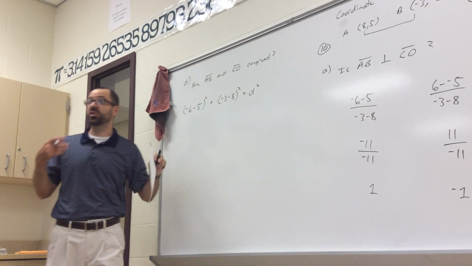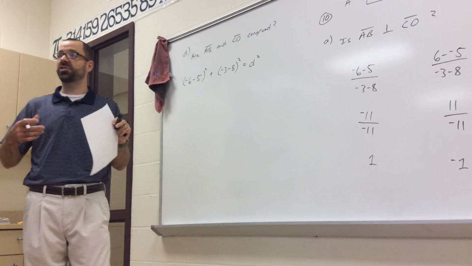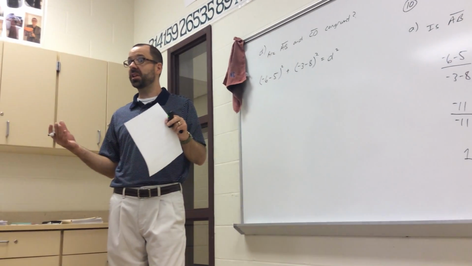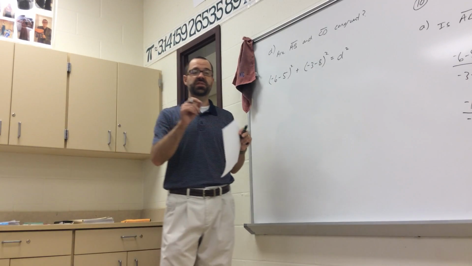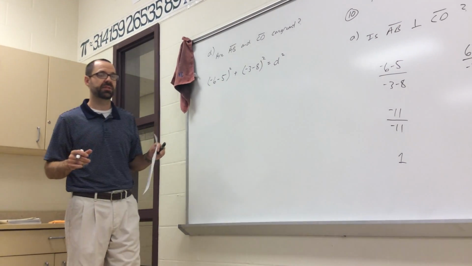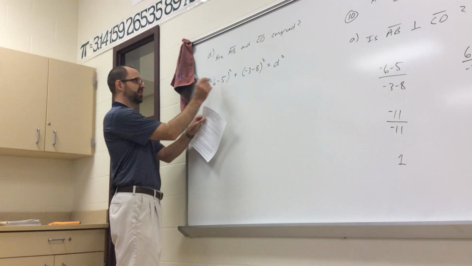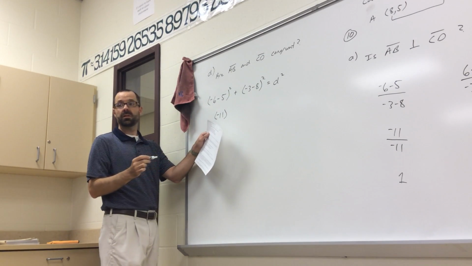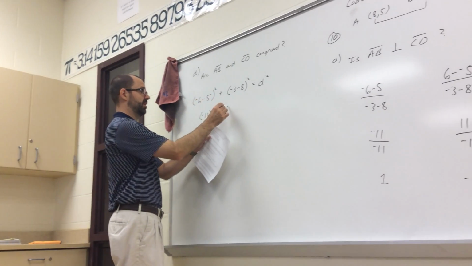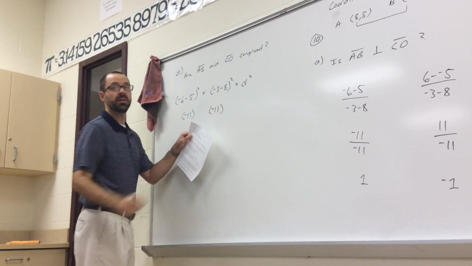So we're trying to figure out if they're congruent. Congruent means same size and same shape. They're both line segments, so we know they're the same shape. We're just checking to see if they're the same size by looking at their lengths. Okay, so negative 6 minus 5 is negative 11. And negative 3 minus 8 is also negative 11.